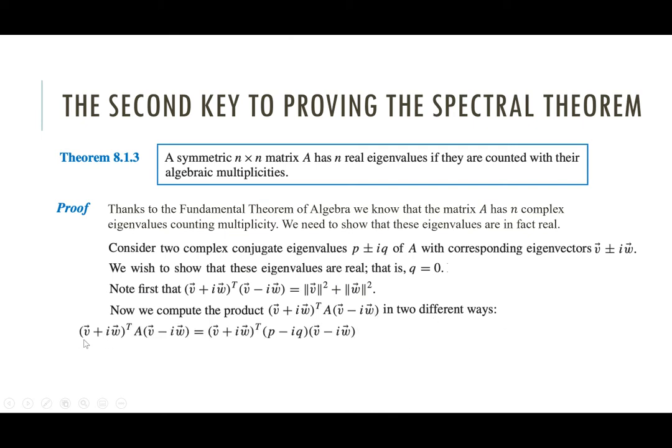So first, we are going to use the fact that v minus iw is an eigenvector of A with eigenvalue p minus iq. Then factor out the p minus iq and use the calculation that we did above. And so (v plus iw) transpose times A times (v minus iw) has got to be equal to (p minus iq) times the length of v squared plus the length of w squared.